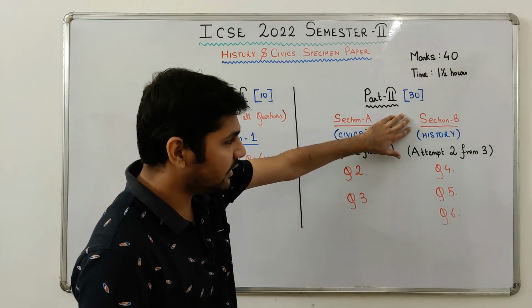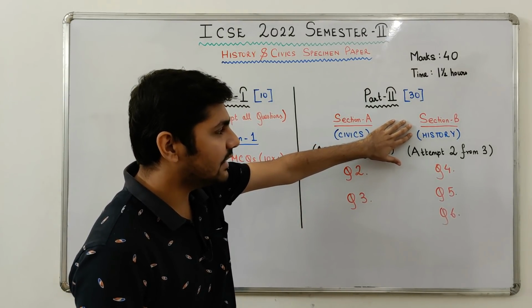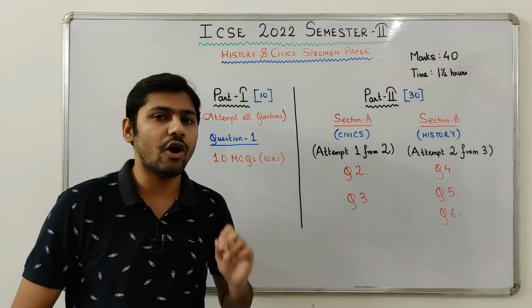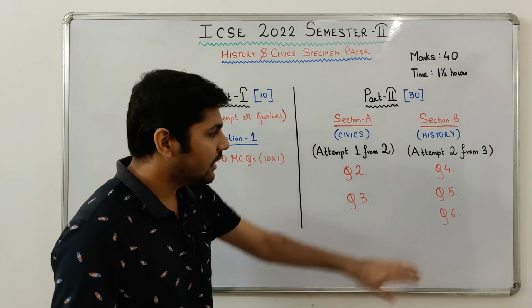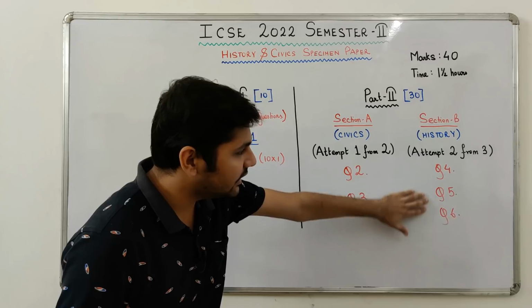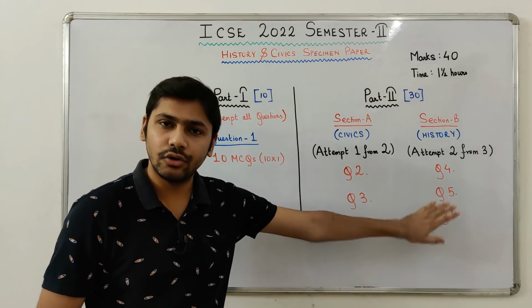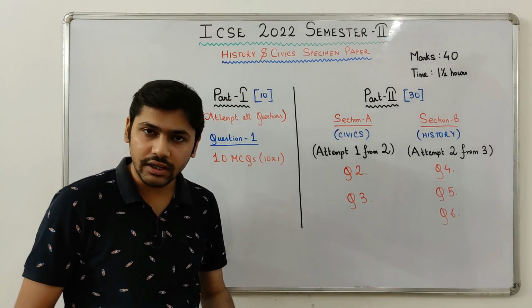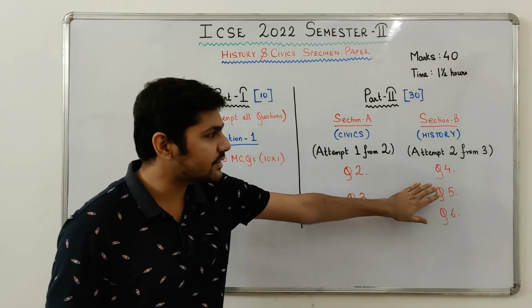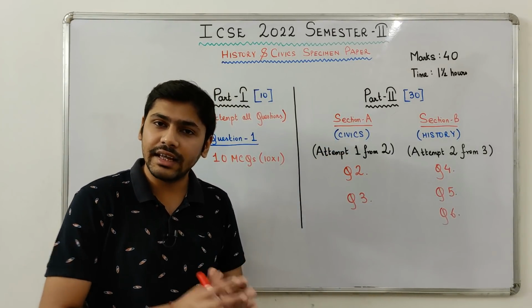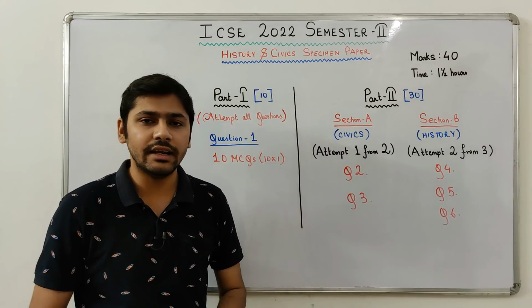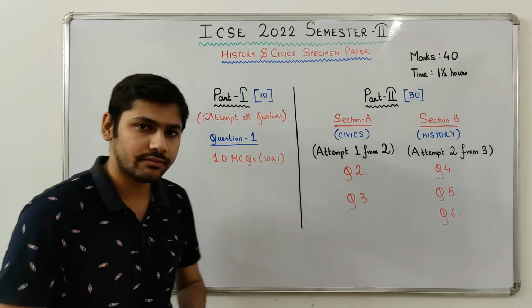Moving on to Section B, the history section. In the history section, you will have to attempt any two questions out of the three questions that you get. You will get question 4, question 5 and question 6. Out of these three questions, you will have to attempt any two. So in total, you are attempting one question from Section A and two questions from Section B. That is 3 questions. Each question is of 10 marks. So 3 into 10 gives you 30 marks.